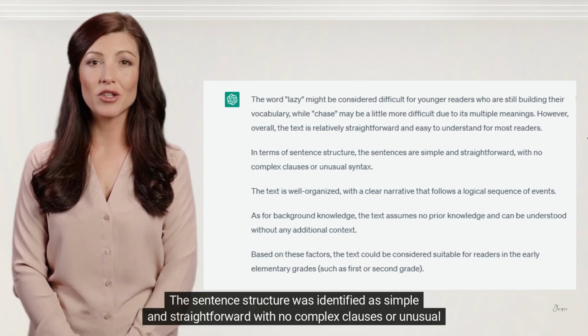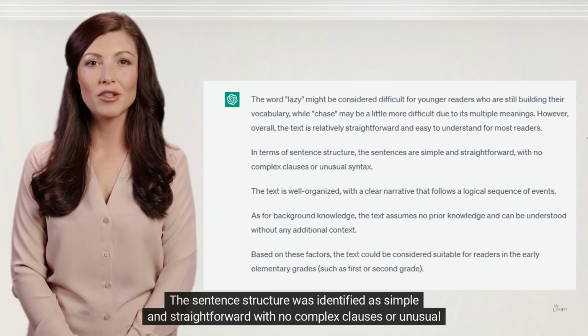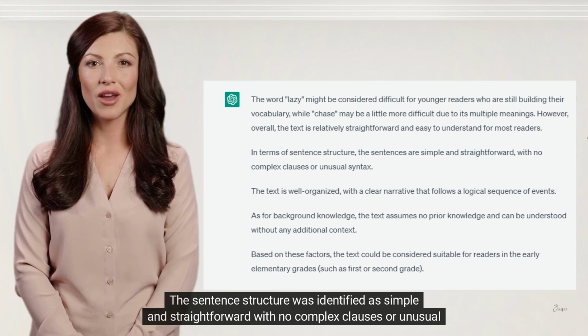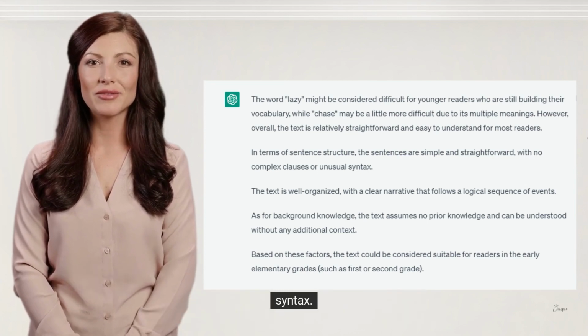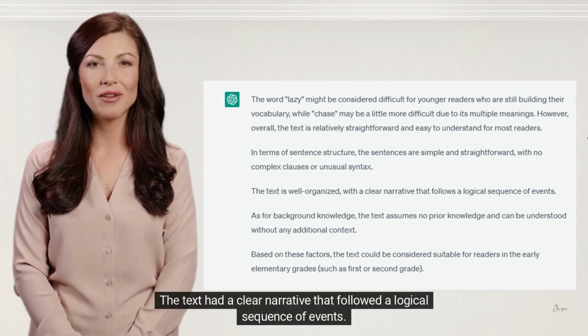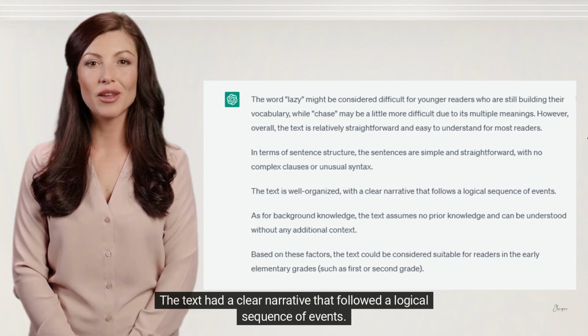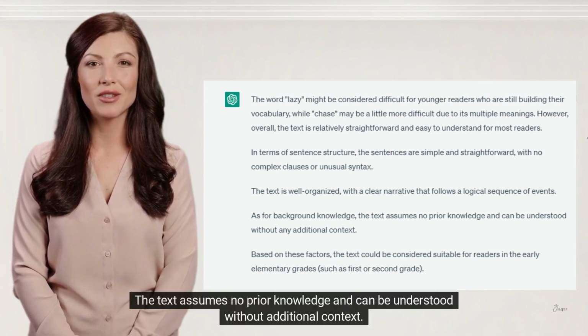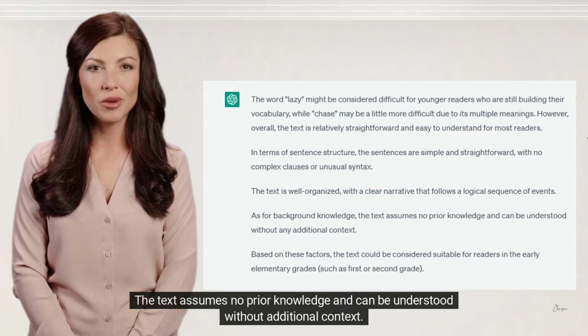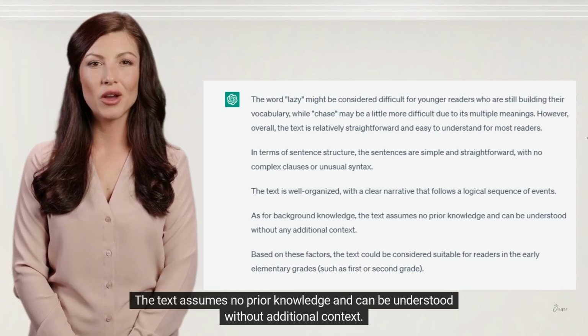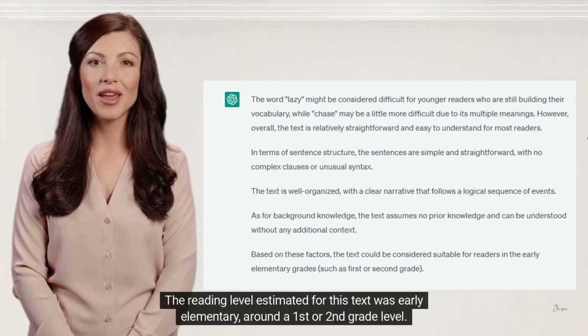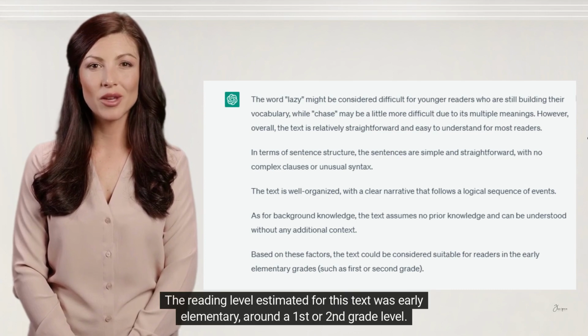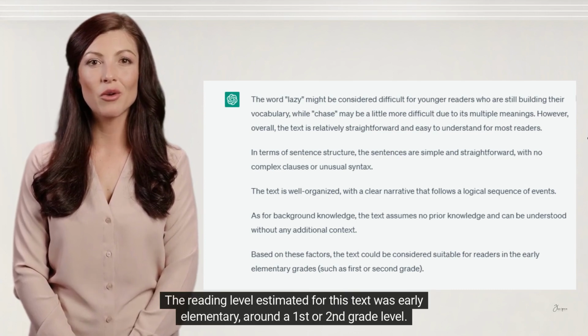The sentence structure was identified as simple and straightforward with no complex clauses or unusual syntax. The text had a clear narrative that followed a logical sequence of events. The text assumes no prior knowledge and can be understood without additional context. The reading level estimated for this text was early elementary, around a first or second grade level.